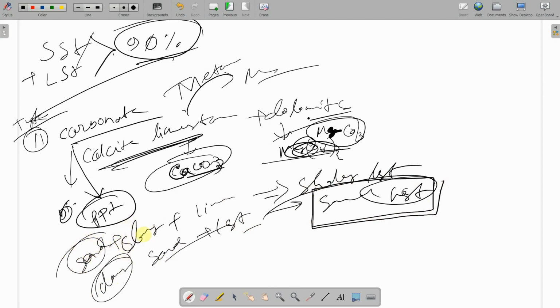Okay, and if the clay percentage is higher, then I will be saying it's shelly, meaning clay. Okay, and if the sand percentage is higher compared to the other impurity, that is clay, then generally we'll call it a sandy limestone.